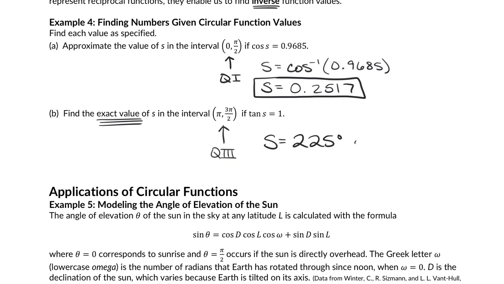Same line. What was the radian measure on your unit circle? 5 pi over 4. Depending on how they want you to answer, you can answer in degrees or in radians. That's the nice thing about our unit circle. It's very versatile.